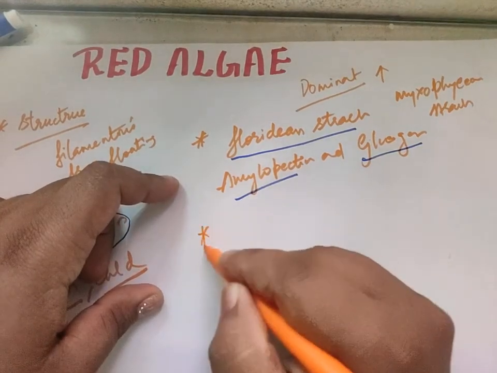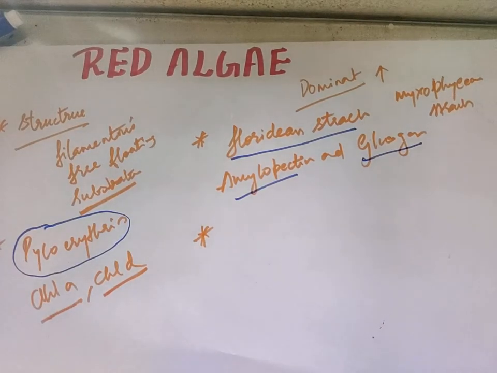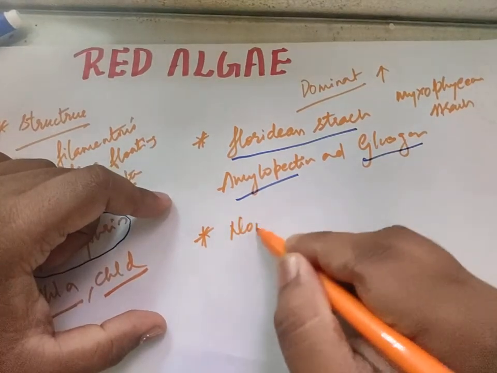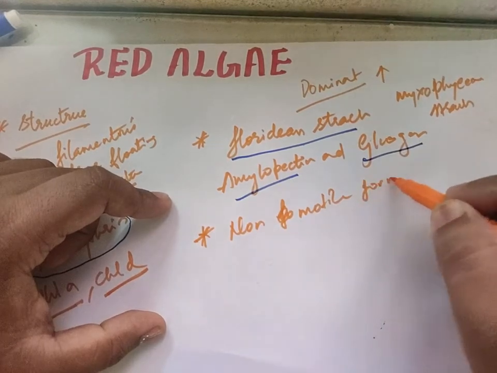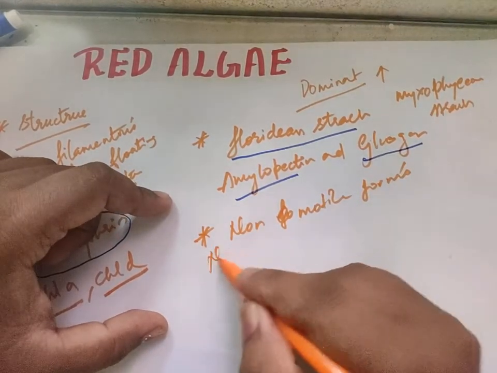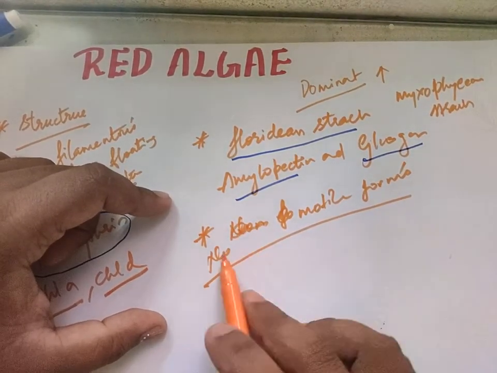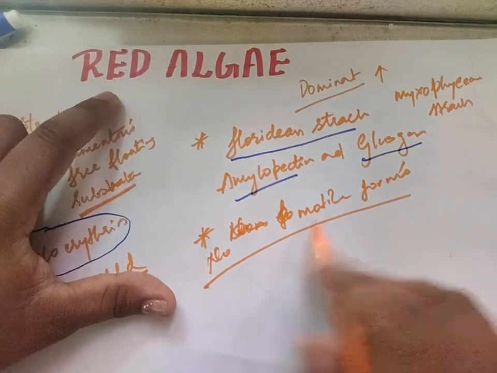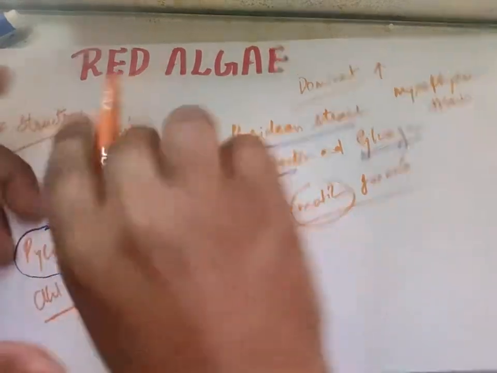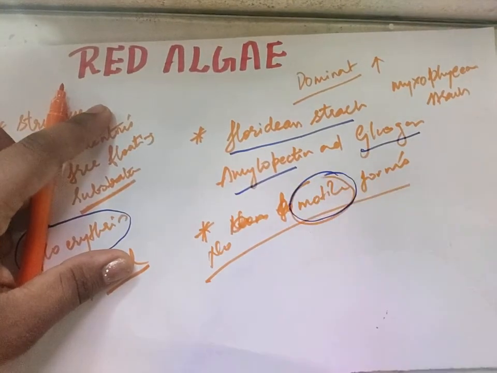Now one more very important point as far as NEET is concerned. This is not a NEET-specific video, but still it's my duty to tell you whenever these points come. Here, motile forms are not yet reported. Sorry, you can write: no motile forms. These are non-motile forms. It means no algae in this red algae group is motile. In the red algae, no one is motile, not yet reported.